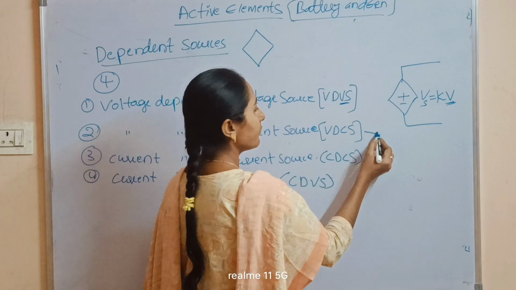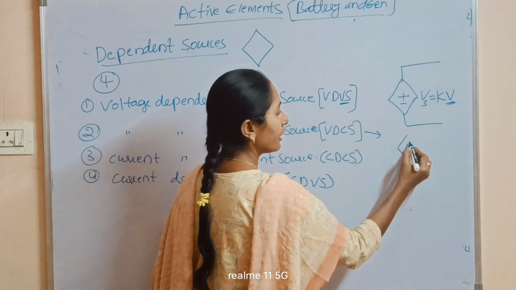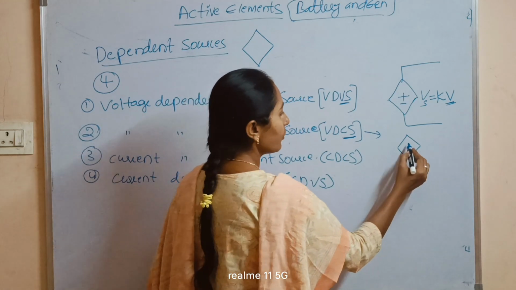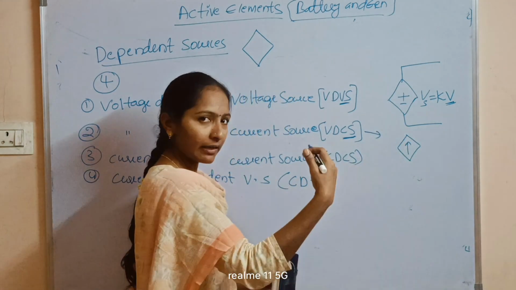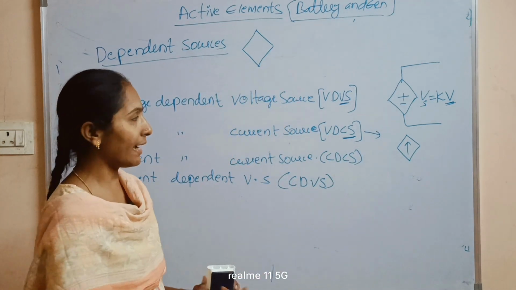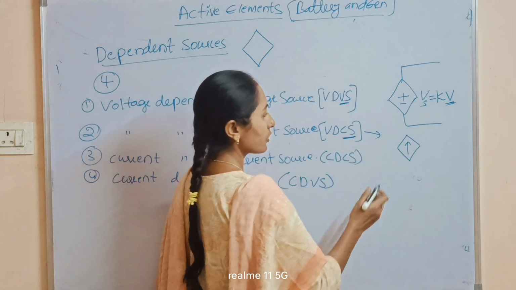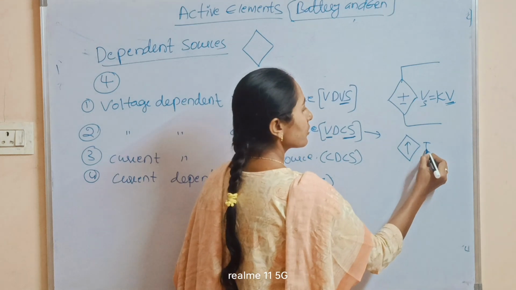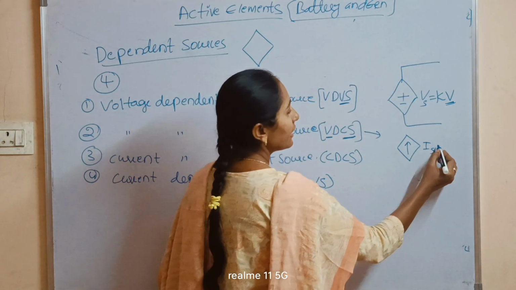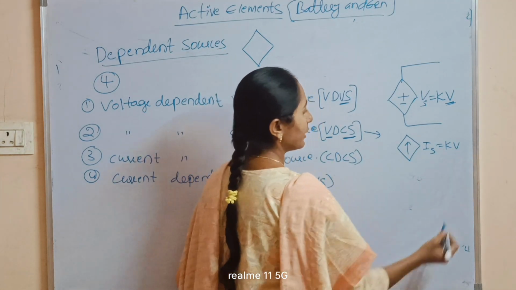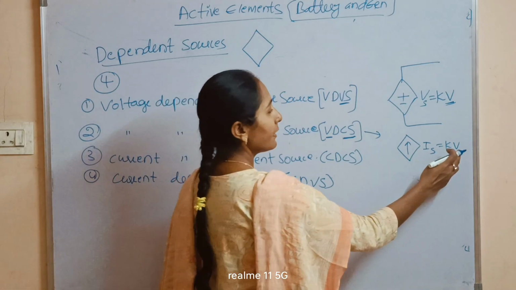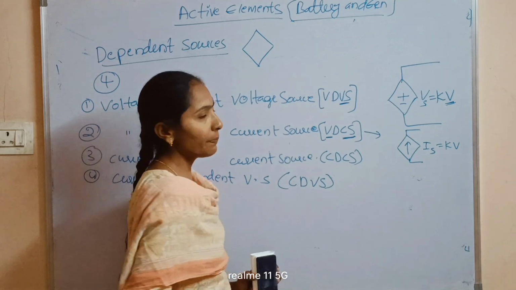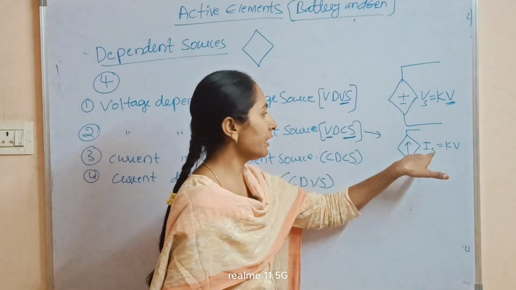Now coming to the second one. It is also denoted with a diamond shape, but it is basically a current source, represented with an upward or downward arrow based on the direction. This current source, represented with Is, depends on a voltage. This is the symbol of the voltage dependent current source.